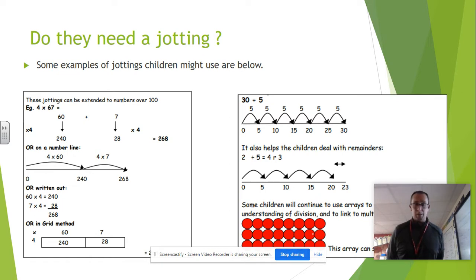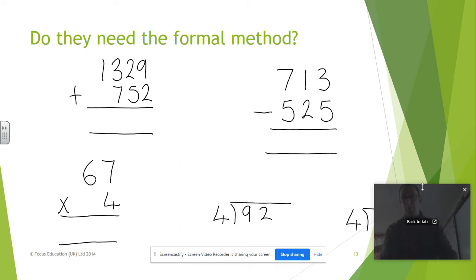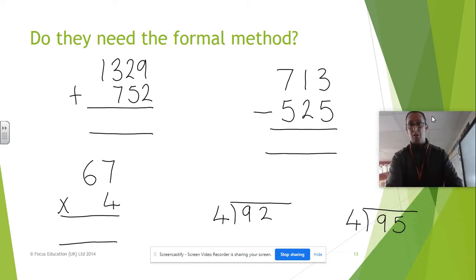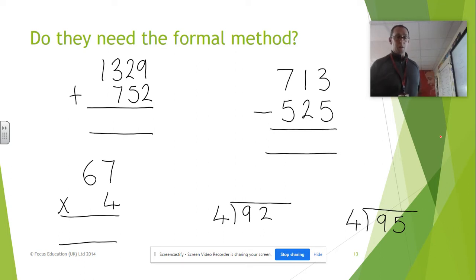So for example, multiplication: splitting 67 into a 60 and a 7 and timesing both parts by 4. Okay, so it's a sort of stepping stone from in your head towards the formal method. So what do the formal methods look like? By the end of year 4, children will be expected to use these methods that are on the screen. So I'll just have a quick run through those. But they say, so year 3 and 4, they'll be learning these.